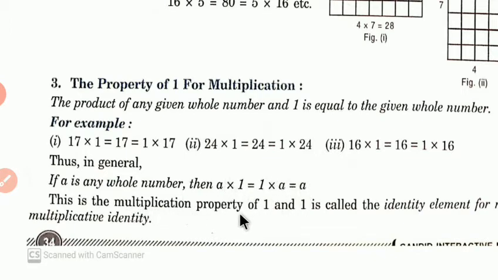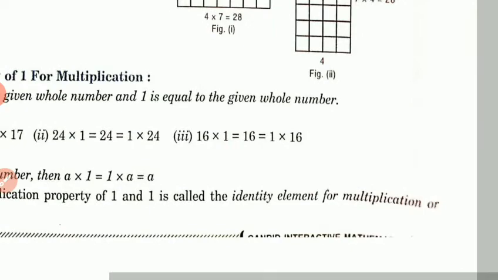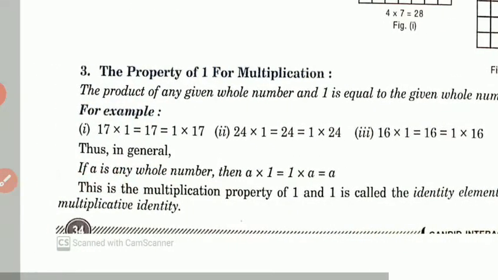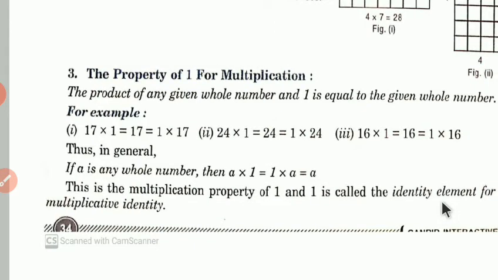Thus, this is the multiplication property of 1, and 1 is called the identity element for multiplication, or multiplicative identity. As we have seen in addition, if we add 0 to any whole number, the answer is the whole number itself. For example, 2 plus 0 is equal to 2. Same here, and 0 is known as the identity. But for multiplication, 1 is the multiplicative identity or identity element.